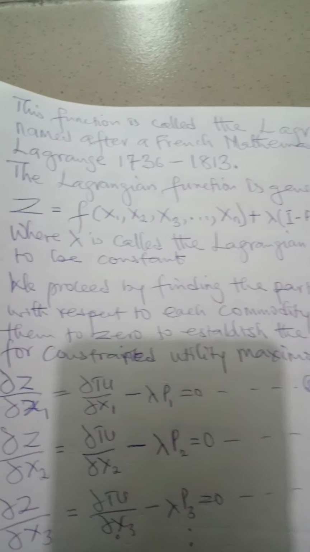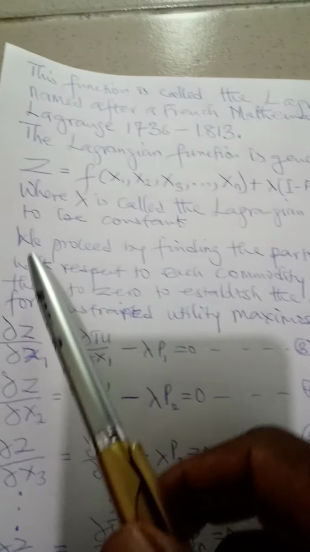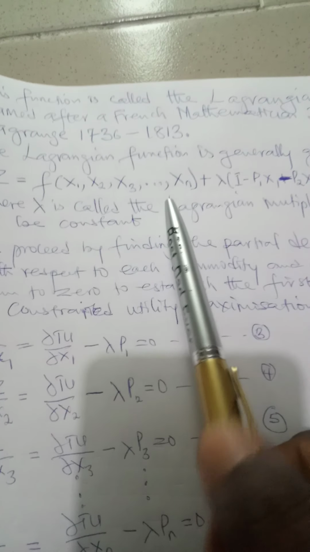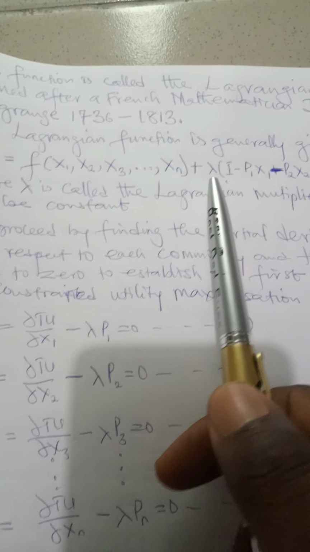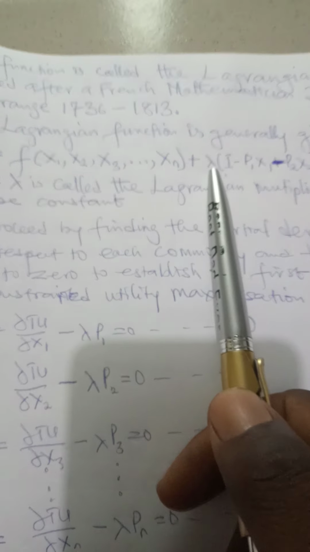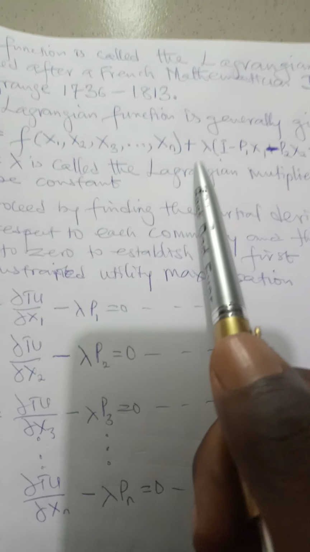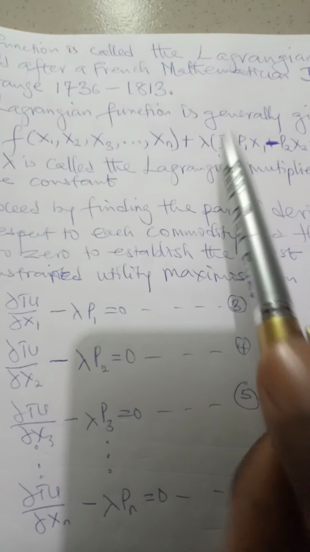Now the Lagrangian function is generally given as, this is a general way of representing it, Z equals f of X1, X2, X3, up to Xn, plus lambda, this lambda is a constant. We'll talk more about it as we go on. I'll give you an explanation of what it stands for.